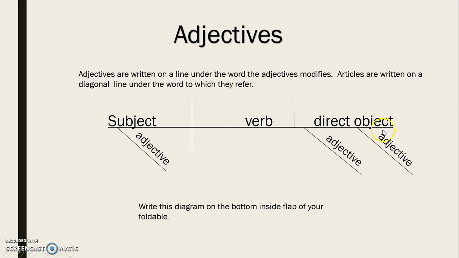You draw your baseline, you have your subject, you have your verb. Obviously this is an action verb because the direct object follows it. And if there's an adjective, you write it on a line. And the line always is angled the same way. Don't angle it that way. Angle it that way. I don't know why. Once again, someone told me that and I just follow it.